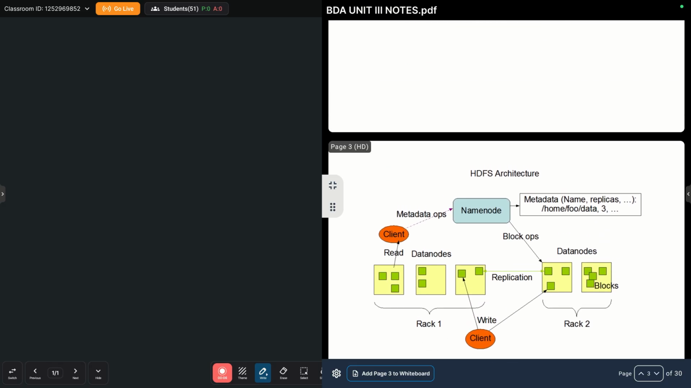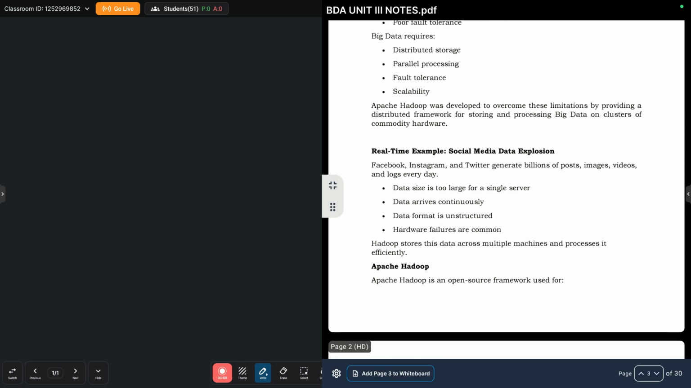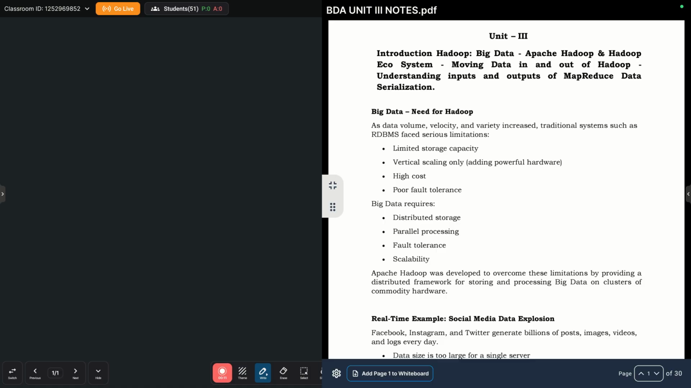Right. So what is big data? Big data refers to complex or large data sets that cannot be processed by using traditional processing tools such as Excel and SQL.